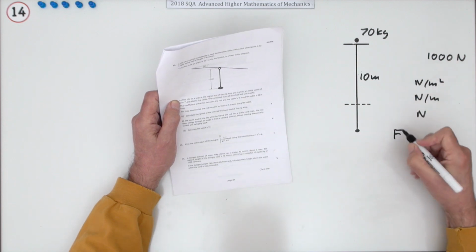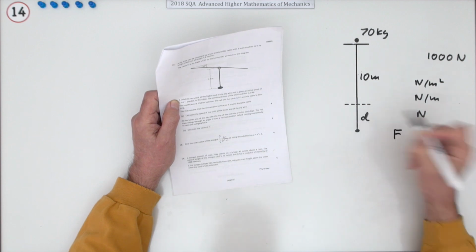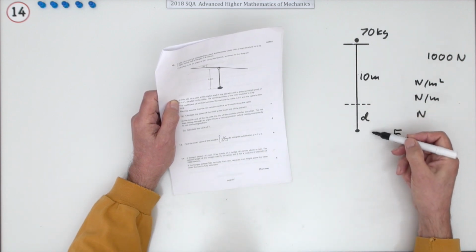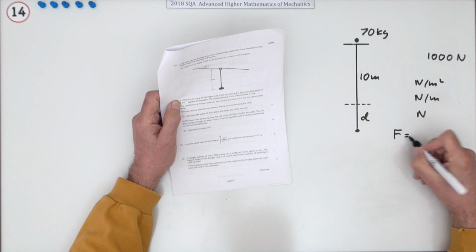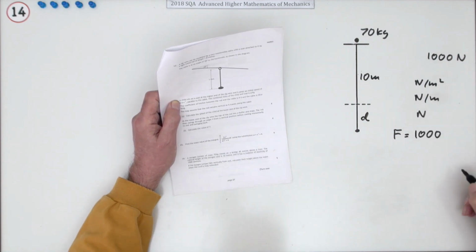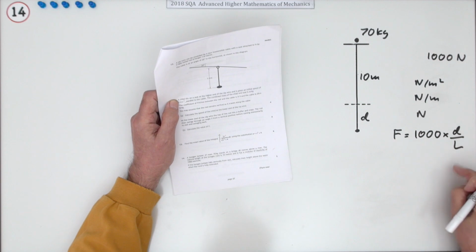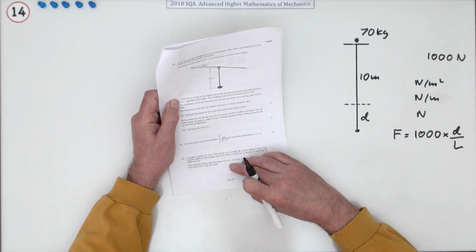So for this one, if you're wanting to work out the force that's going to be caused by this extension, I should have put that in, if it's extended by an extra amount d, that force will be the 1,000 newtons, but times the d divided by the original length. That makes that unitless, so it still stays as newtons.